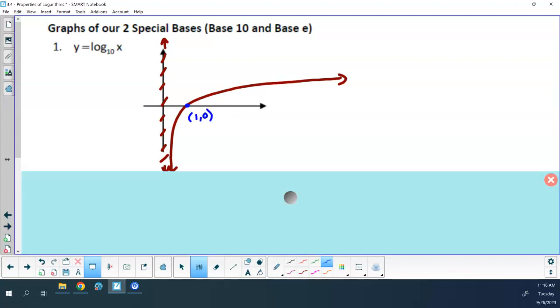Because if I put in 1 for x, log base 10 of 1, what exponent do I have to put onto 10 to get 1? 0. Okay, so we go through that point. Give me another point that this function would go through. Another point on the graph.